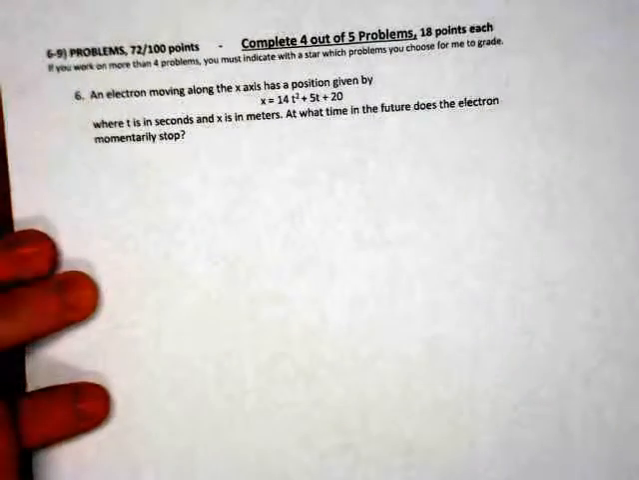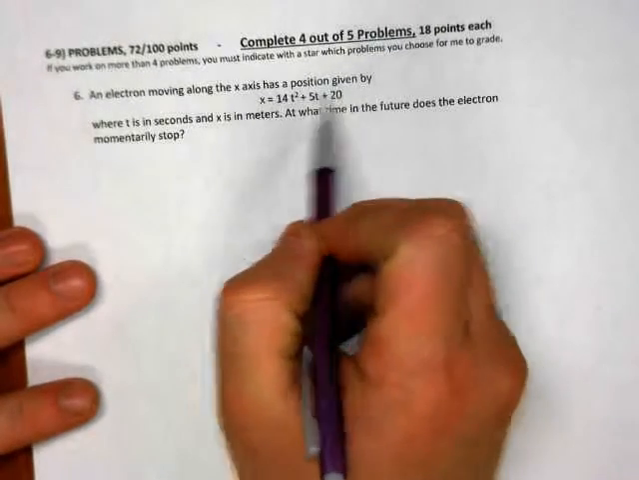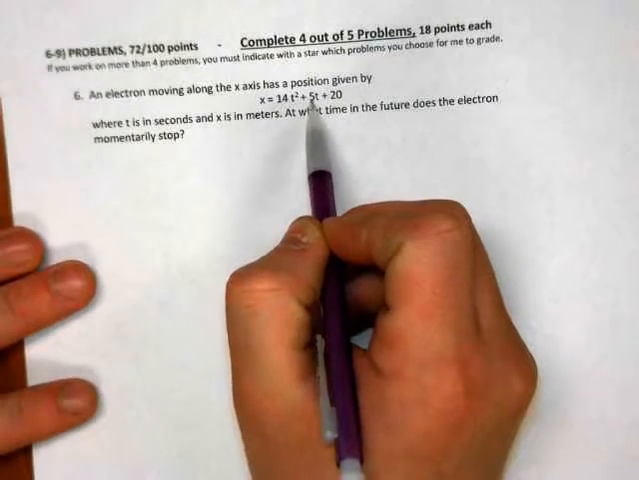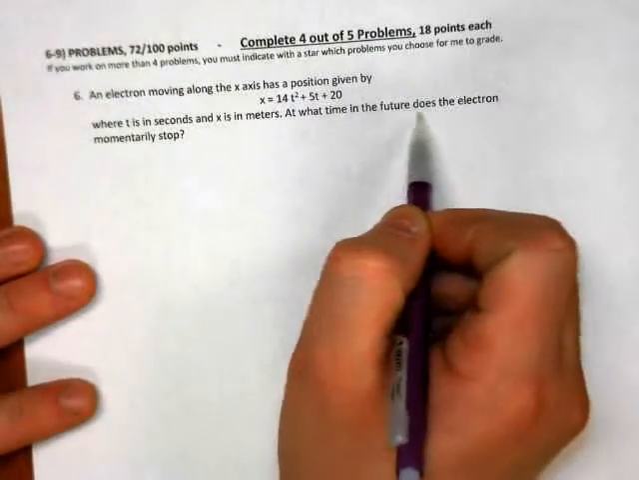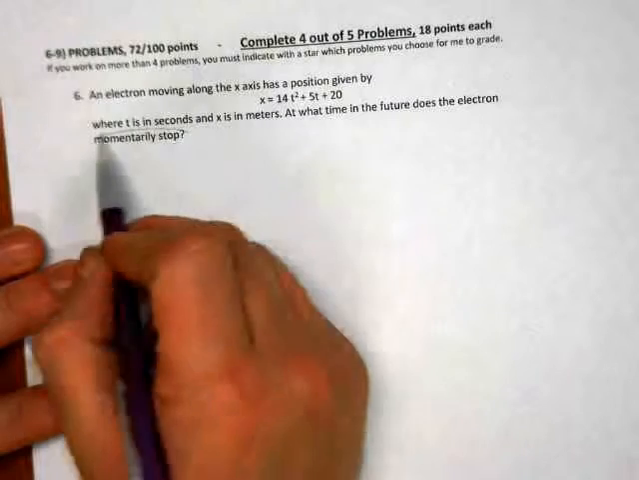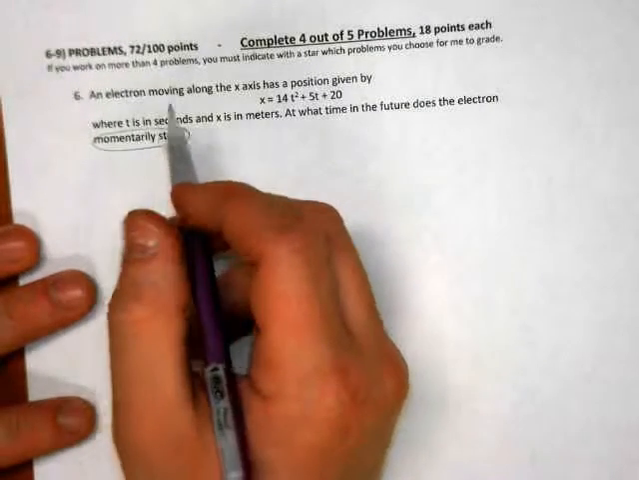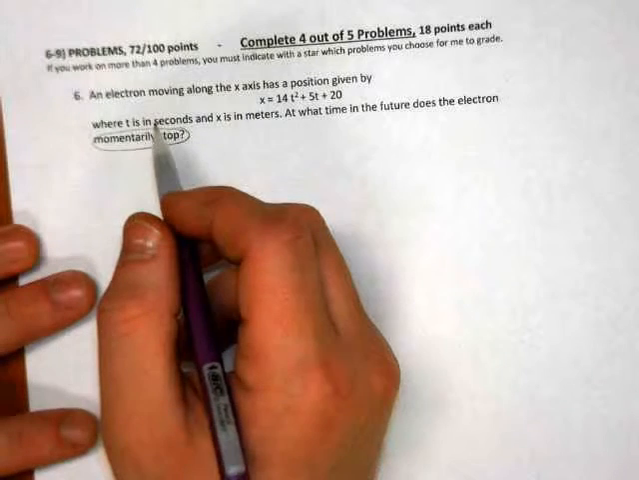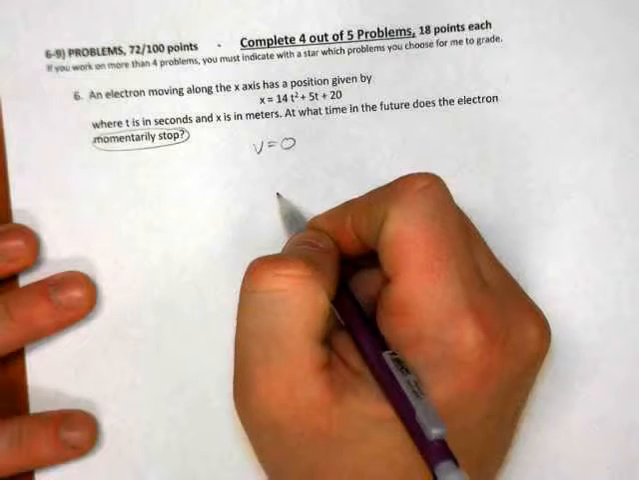So moving on with the test, we're on problem 6 here. We've got an electron moving along the x-axis with a position given by x equals 14t squared plus 5t plus 20. The problem asks, at what time in the future does the electron momentarily stop? Okay, so what does that mean, momentarily stop? Well, if something stops for a moment, its velocity then equals 0.